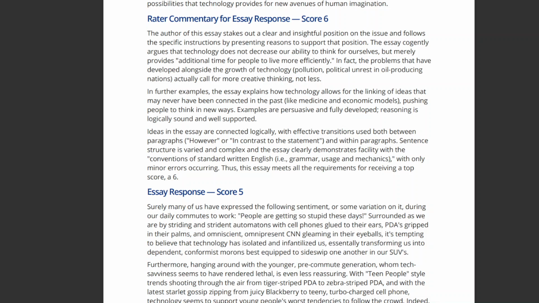Ideas in the essay are connected logically, with effective transitions used both between paragraphs, however, or in contrast to the statement, and within paragraphs. Sentence structure is varied and complex, and the essay clearly demonstrates facility with the conventions of standard written English, i.e., grammar, usage and mechanics, with only minor errors occurring. Thus, this essay meets all the requirements for receiving a top score, a 6.